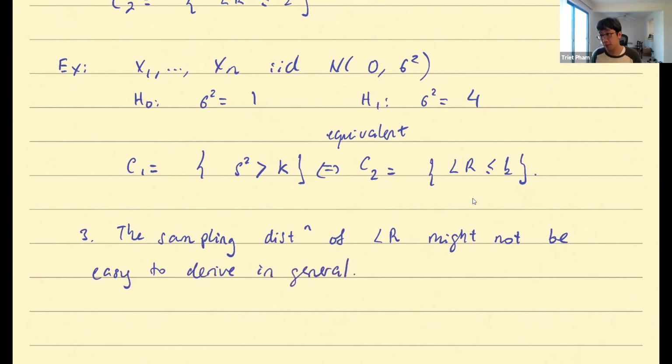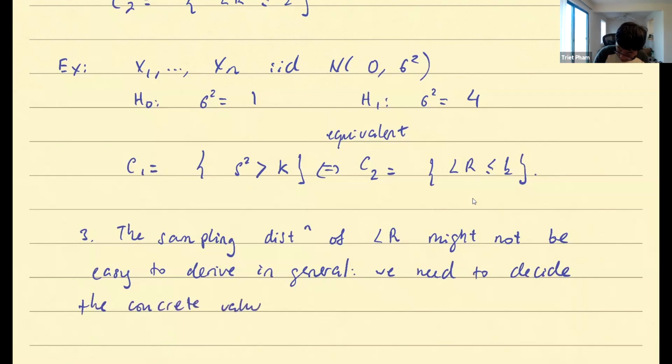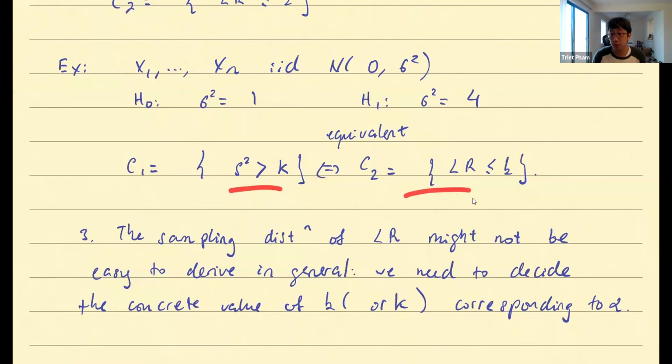That's exactly the practical reason. Because we need to decide the concrete value of little k or big K corresponding to alpha. Now I say might not be, because if it turns out that these two are equivalent, then the probability of this is the probability of this, so you do know it.